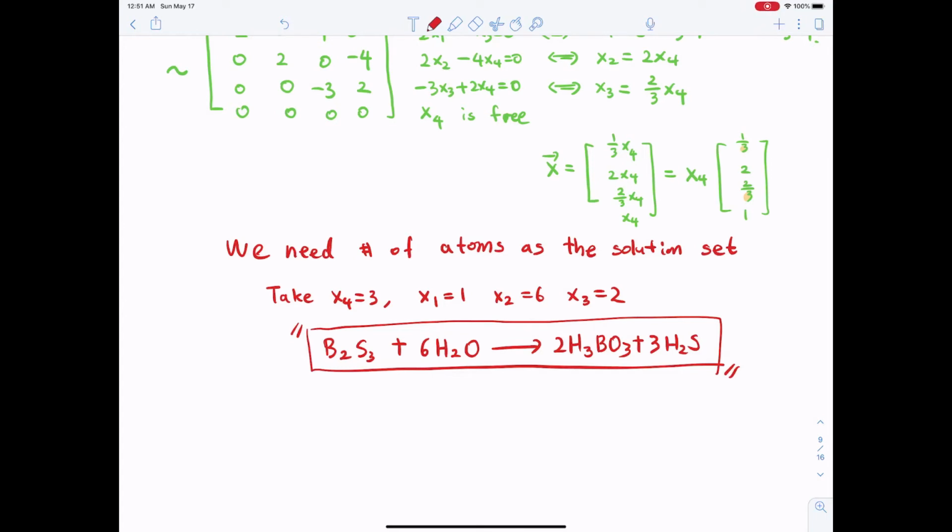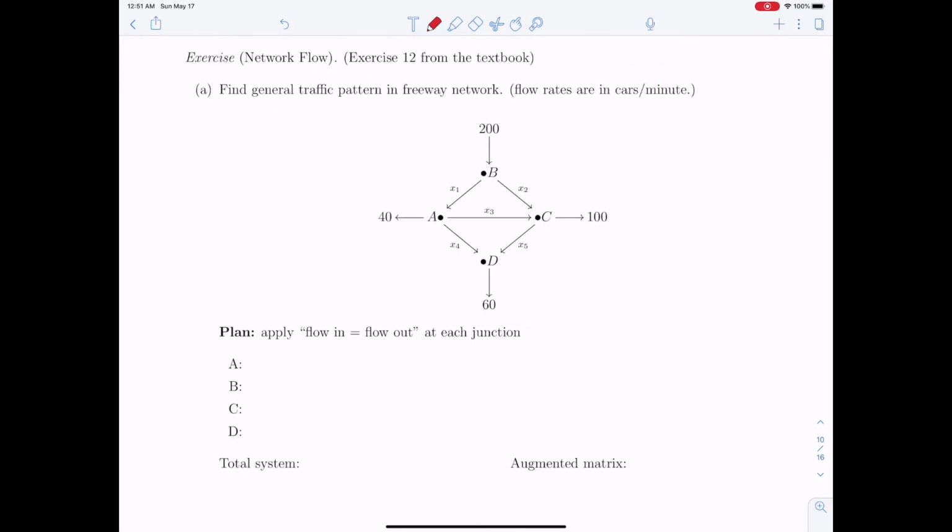Okay, so let's move on to the next problem. This problem is about the traffic pattern in a freeway network where the units are given by cars per minute. Given the traffic information like 200 going into B, 40 going out from A, 60 going out from D, and 100 going out from C, we want to identify how much traffic goes in each direction. Basically, directions cannot be reversed.